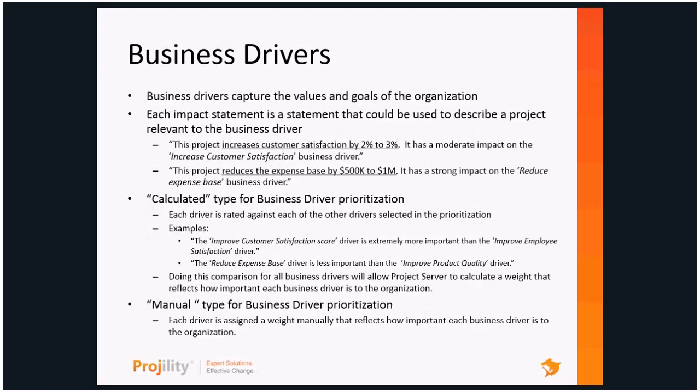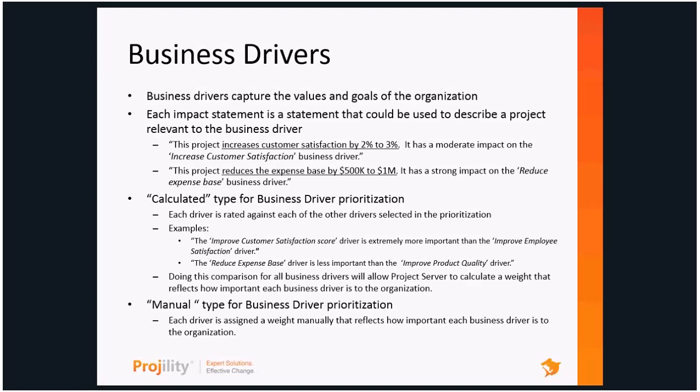To walk you through some details on some business drivers here, the business drivers are going to capture the values and the goal of the organization, as I mentioned. Each of the impact statements within a business driver is going to be captured, and it could be used to describe details about a project. For instance, a project is going to increase customer sat by 2 or 3%. That means it has a lower moderate rating. So that's going to be actually a scoring behind a business driver.